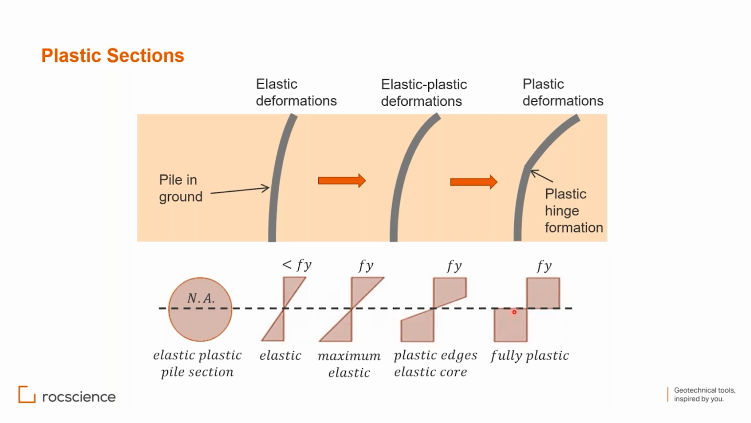And when you reach the fully plastic condition, there is no elastic part in that section anymore. In this case, you will have a plastic hinge start to form. The plastic deformations are too high. The elastic-plastic deformations, the intermediate ones, are high, but less than the plastic deformations. Elastic deformations are the ones we usually target.